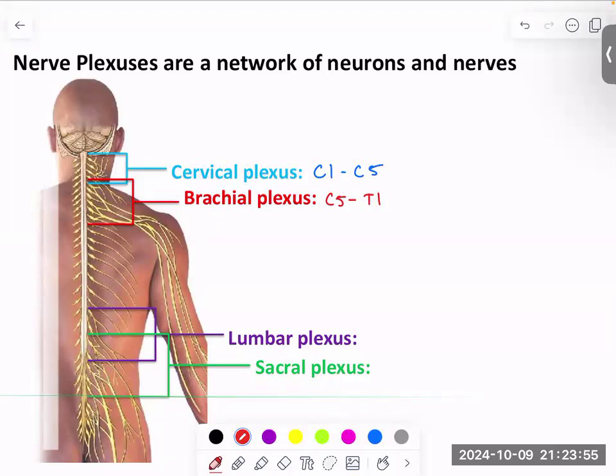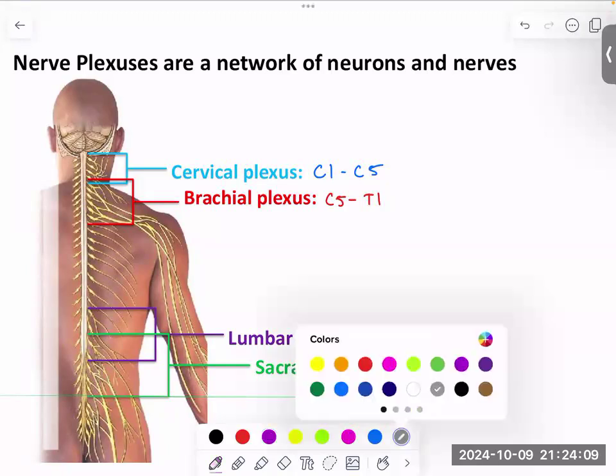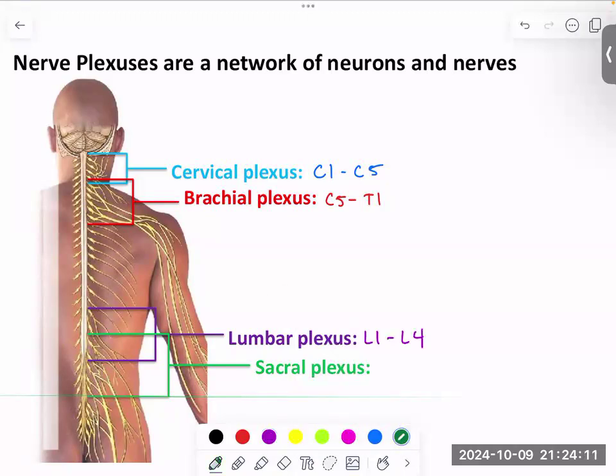You have the lumbar plexus. This one primarily goes to the thigh. The lumbar plexus is made of L1 to L4. The sacral plexus overlaps. It starts at L4 and goes down to S4.